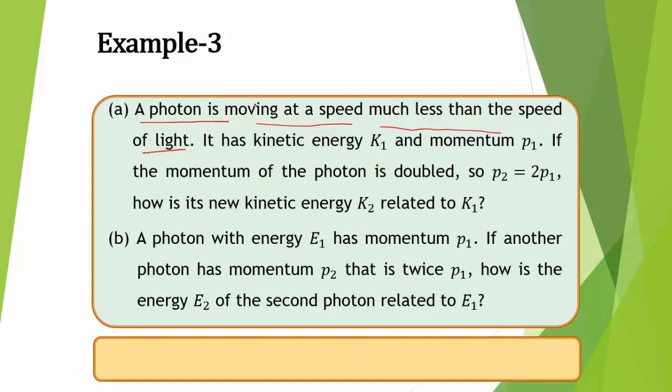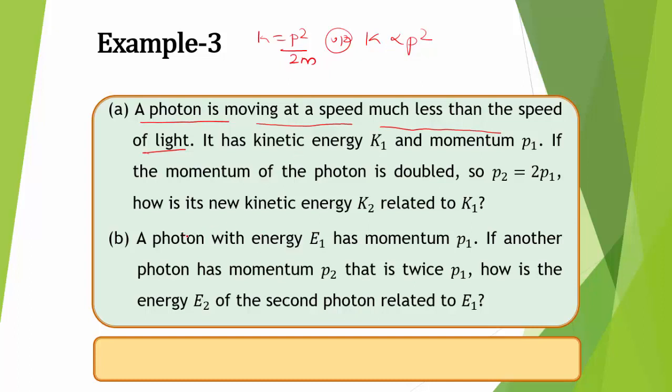If the momentum of the photon is doubled, here the relation, you know the formula, K is equal to P square divided by 2m, or K is directly proportional to P square. If the kinetic energy is K and the momentum is doubled, then the new kinetic energy will be 4 times its initial energy.